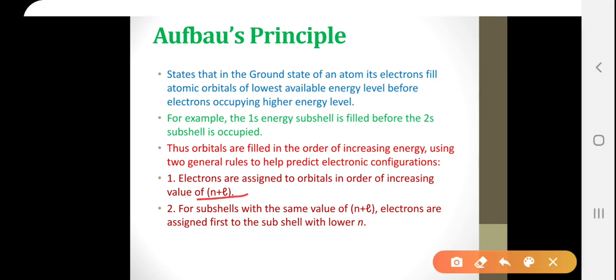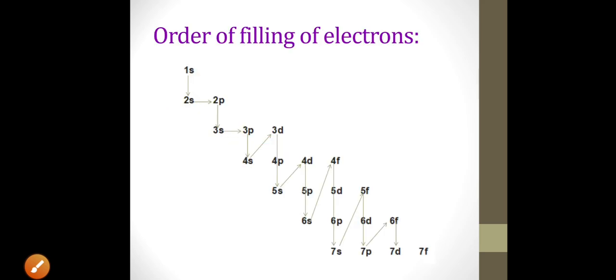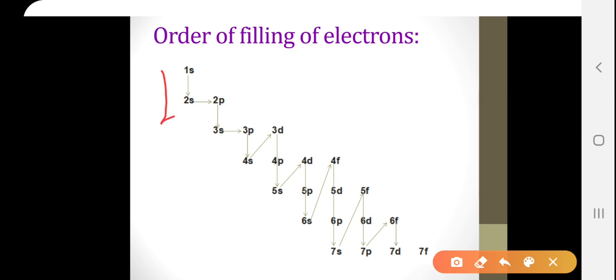Okay, this rule, have you all understood this rule? So this is the order of filling electrons: 1s, 2s, 2p, 3s, 3p, 4s, 3d, 4p, 5s, 4d, 5p, 6s, 4f. So this is the order of filling of electrons. From this, the electrons will occupy the orbitals.